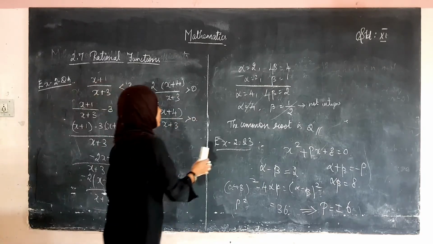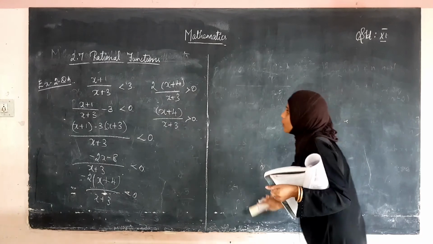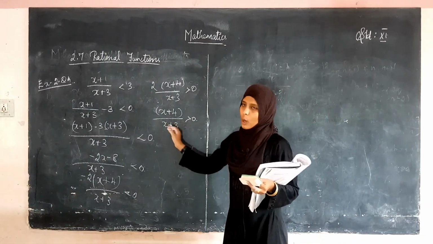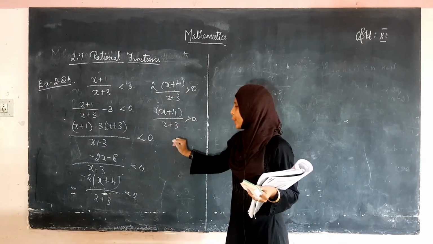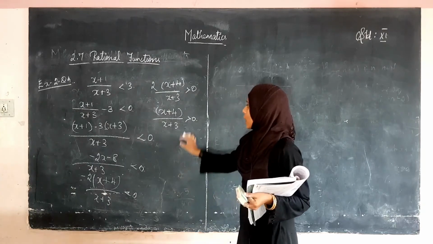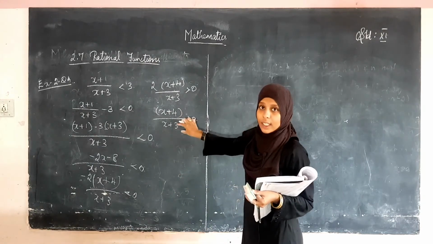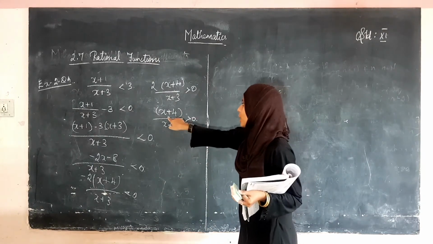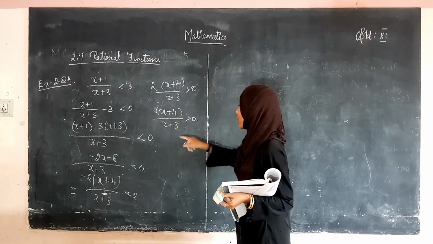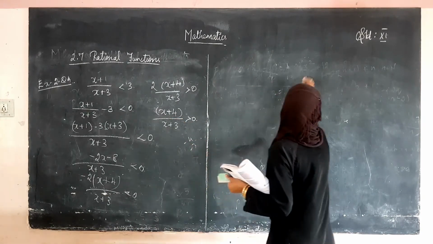Okay. Now, till now we have just factorized. This is the main problem. How are we going to solve this? We have this in the format of factors, right? So, this root is minus 4. This root is minus 3.